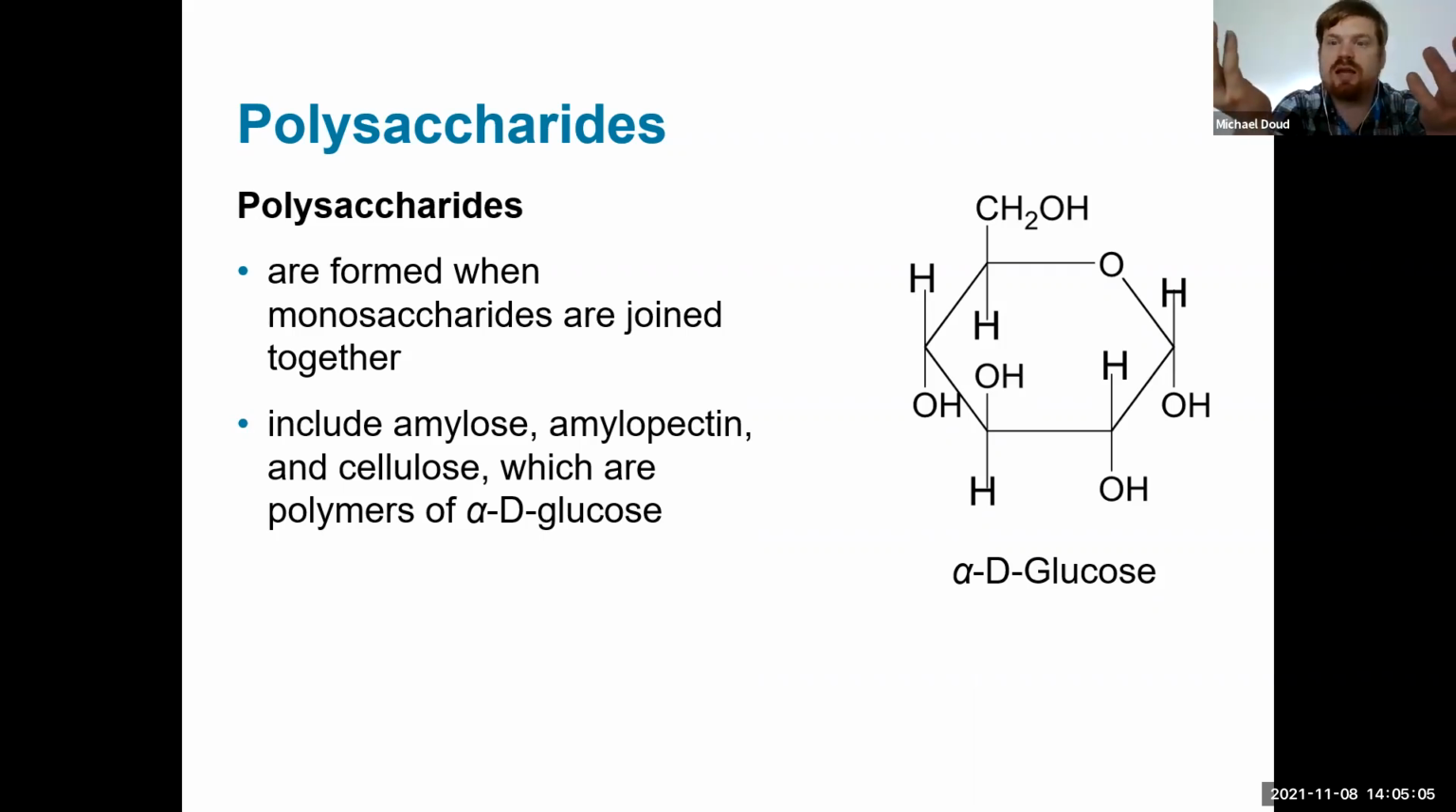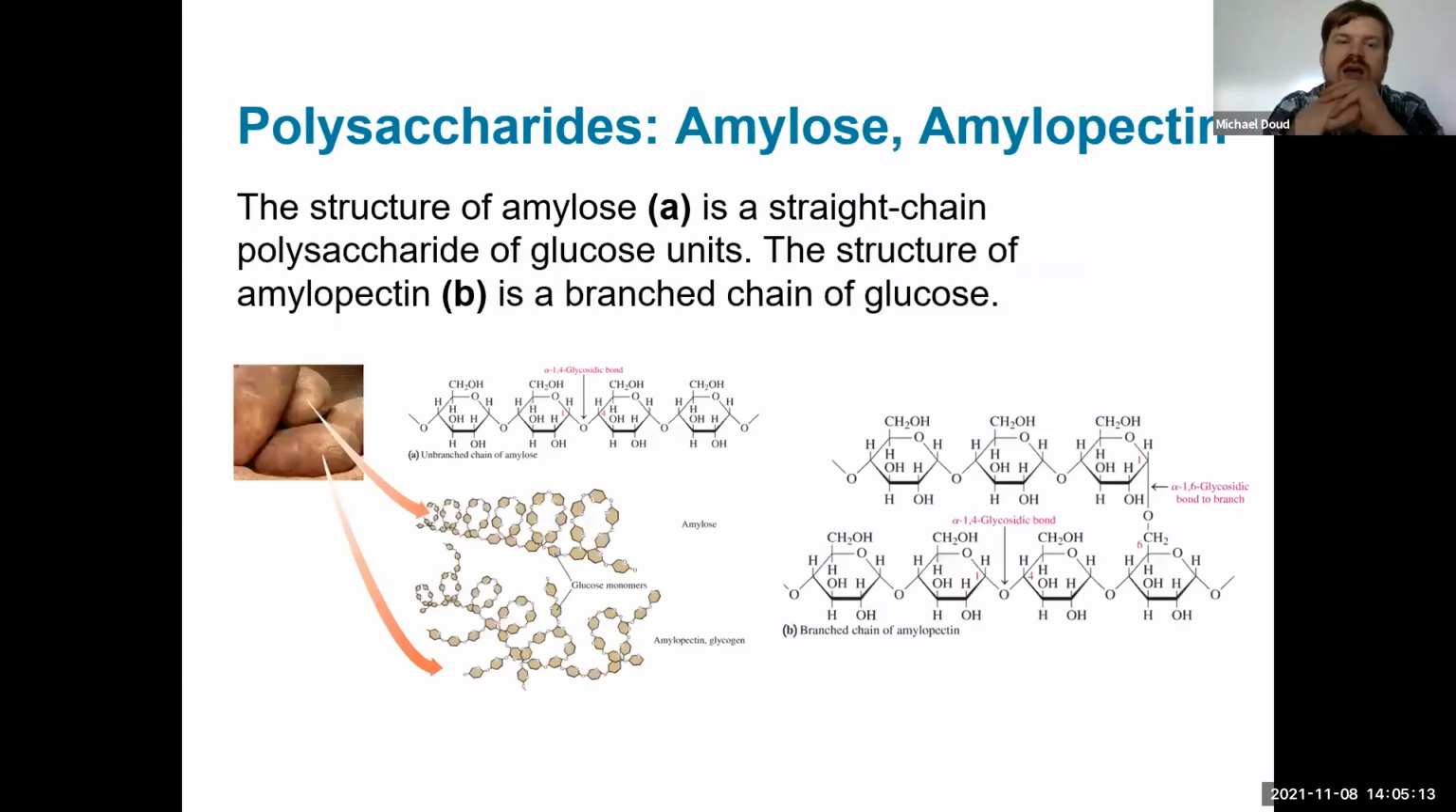And the reason for that is that plants developed a way to make alpha D glucose really efficiently through photosynthesis, and then they just started building with it after they got that. So amylose is a straight chain polysaccharide, and all of the glycosidic bonds are the same. They're all alpha 1,4 glycosidic bonds. So amylose is unbranched here. Now, amylopectin is related.